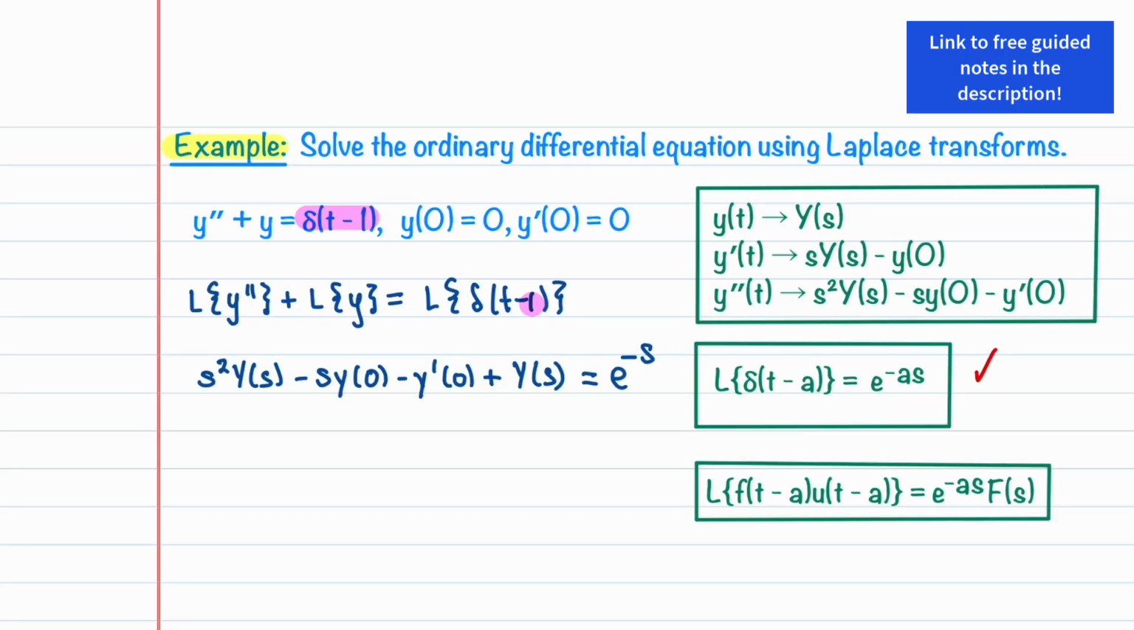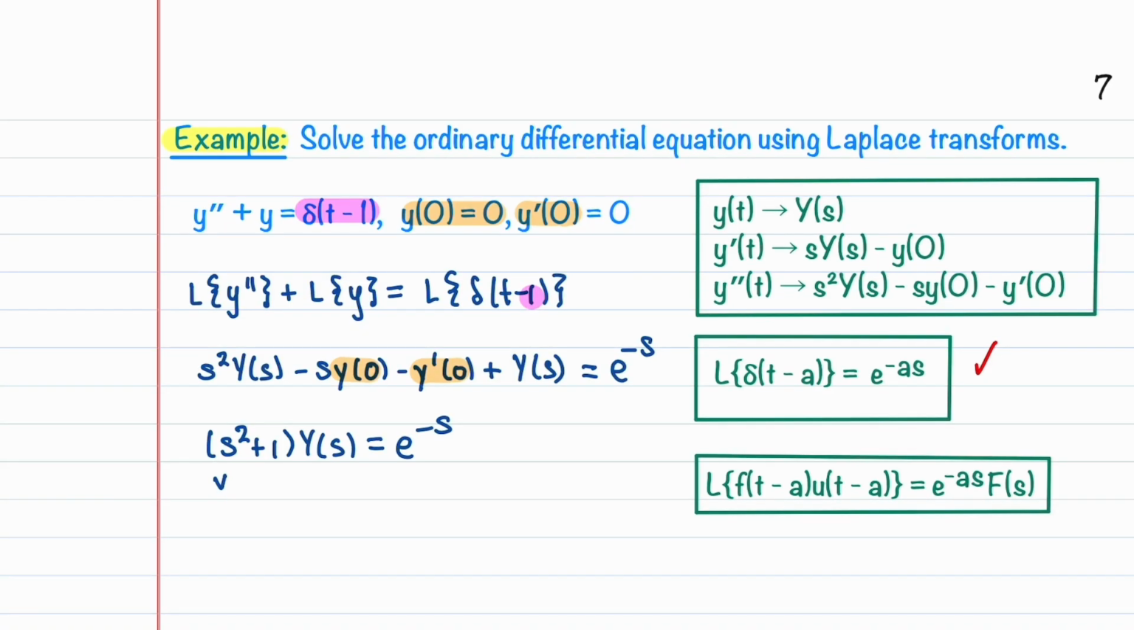Let's now substitute in our initial conditions, y of 0, y prime of 0. If we look up here, we see that y of 0 is 0 and y prime of 0 is 0. That makes it nice. So we can combine our Y of s's, and we have s squared plus 1 capital Y of s is equal to e to the minus s. This gives us capital Y of s is equal to e to the minus s, all divided by s squared plus 1.